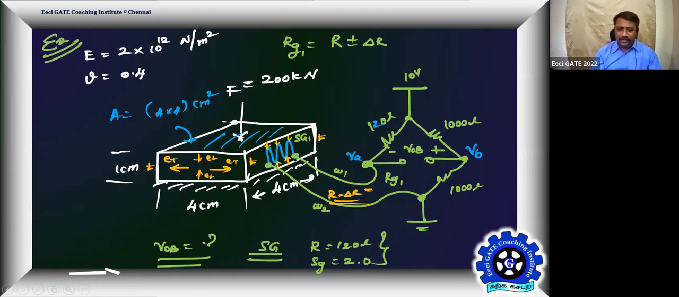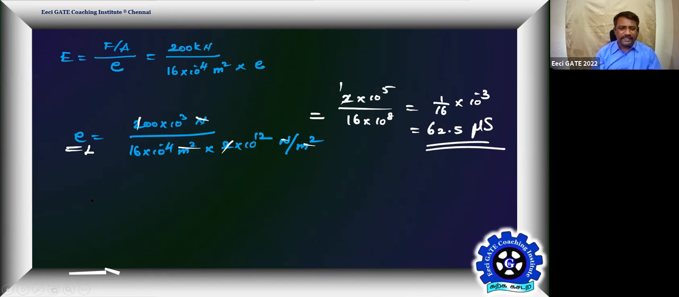Then you can calculate your VA, and VB is always equal to 5. So find out delta R and complete the problem. What is your RG value now? E is known, so calculate your delta R by R, which is EL axis only. Just go for your delta R magnitude, SG into EL only. So delta R by R is equal to SG into EL.